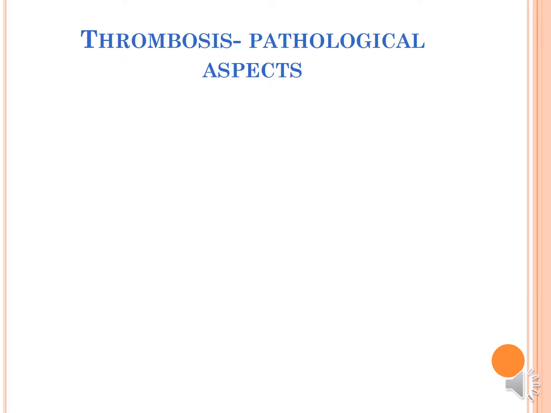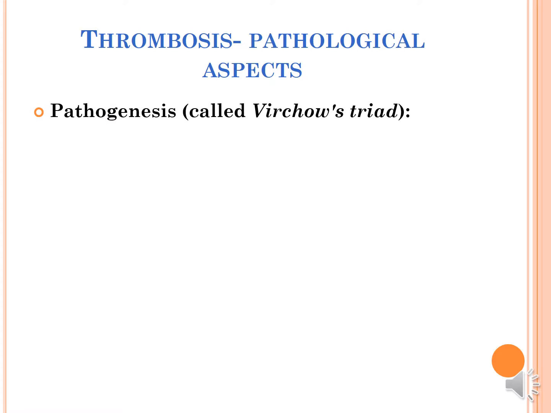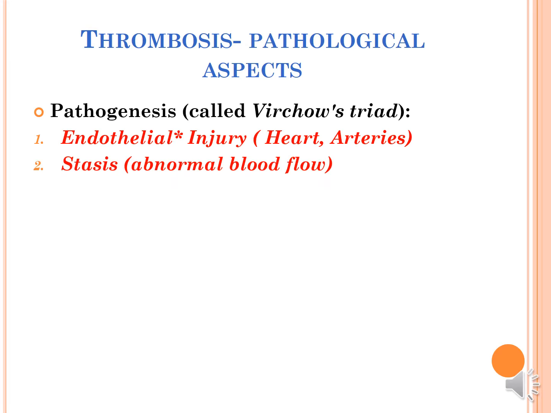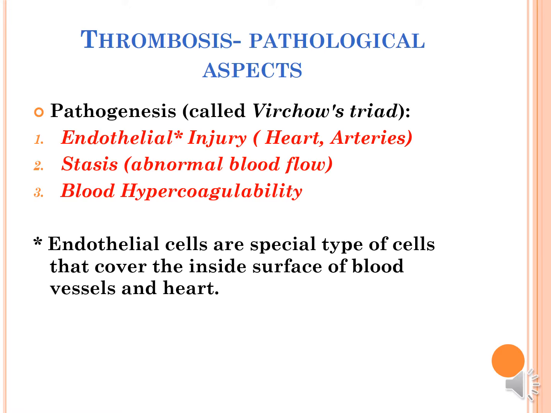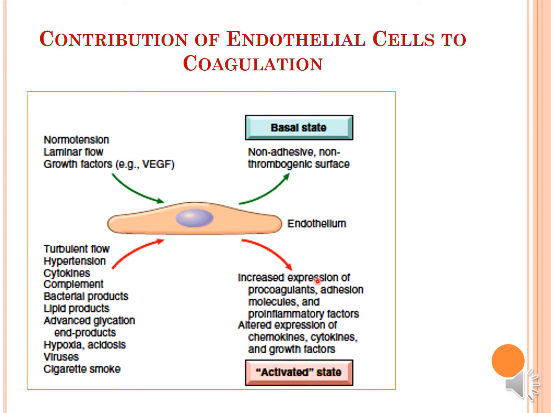Again, pathogenesis of thrombosis, or what we call Virchow's triad, consists of endothelial injury, abnormal blood flow, and blood hypercoagulability. Endothelial cells, as we discussed before, are a specialized type of cells that cover the inside surface of blood vessels and the heart. So both the heart and the blood vessels are covered from inside by the endothelial cells. Under normal circumstances, the endothelial cells will prevent or inhibit the process of coagulation inside the vascular space.